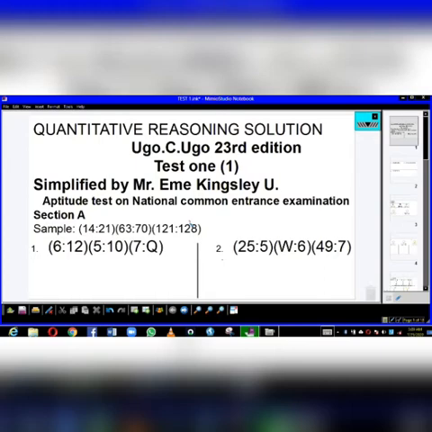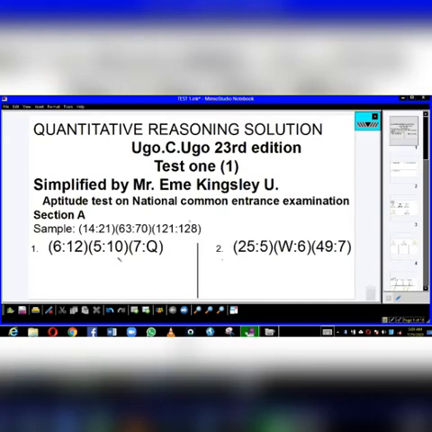Okay, now let's move to section 1. Before I proceed, let's look at the sample here. Here we'll say 14 plus 7 will give you 21. 63 plus 7 will give you 70. 121 plus 7 will give you 128. In other words, we keep adding 7 to the first numbers in order to get the second one, and so on and so forth.